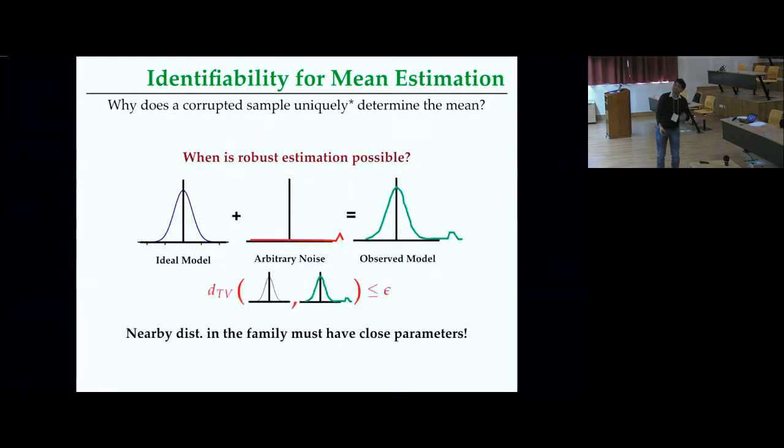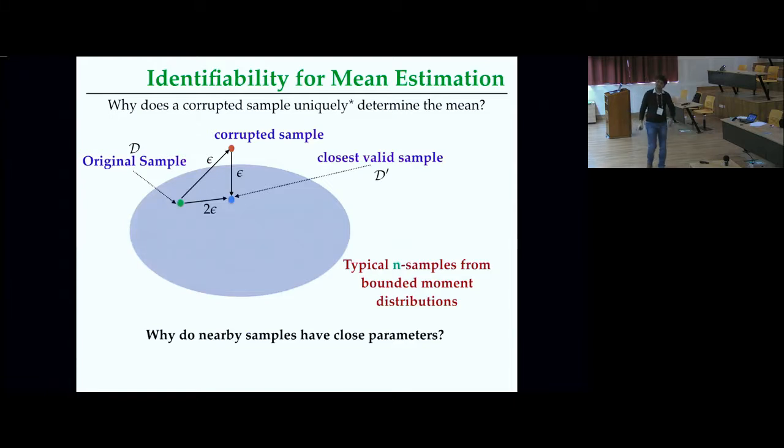This is the same point I just made: robust estimation is possible only if, whenever there are two distributions in your family which are close by, they have close by parameters. If this is not true, there is no way to do robust estimation. Great. So what we are worried about now is why nearby samples for the mean estimation problem have close by parameters. If I take two samples which are epsilon close to each other in Hamming distance, why are their empirical means close together?